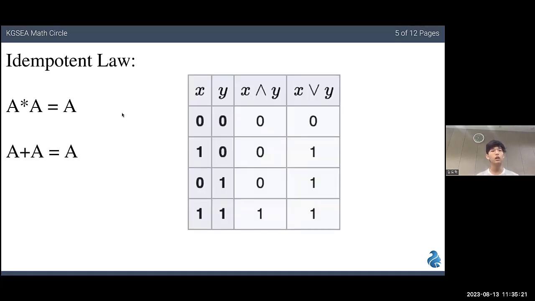There are various different laws in Boolean algebra, but in this lecture, I'll be only covering the most basic laws. The first one is the idempotent law, and it simply says a variable OR the variable returns the original variable, and the variable AND the variable also returns the original variable. This can be simply proven using the truth table as 0 AND 0 returns 0, and 0 OR 0 returns 0, and 1 AND 1 returns 1, and 1 OR 1 returns 1 as well.